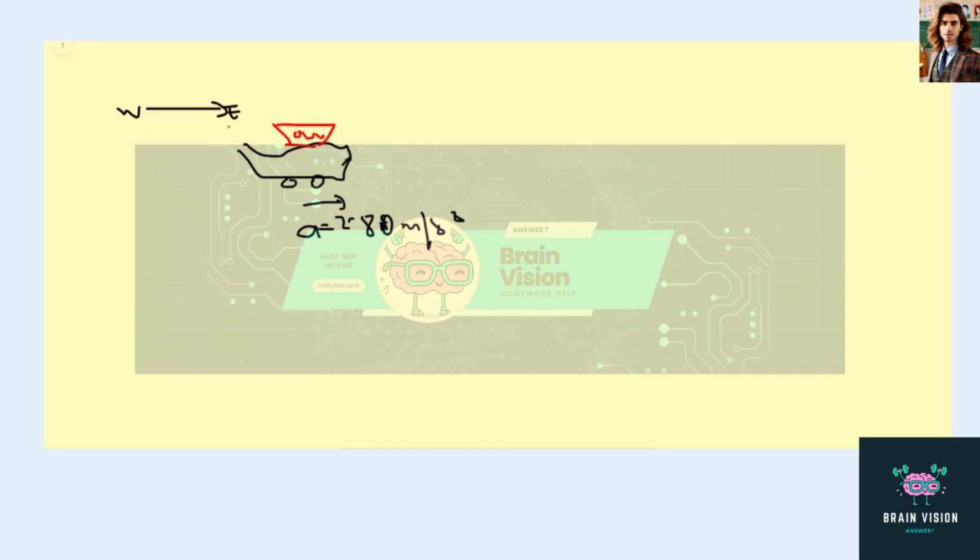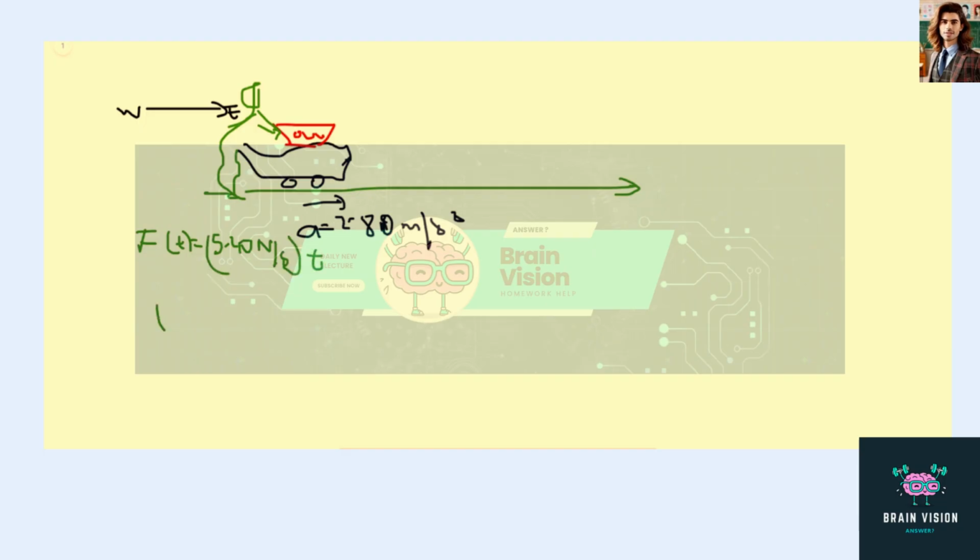We also have someone pushing the crate, pushing it in that direction, on a surface going eastwards, with a force which is a variable force, so it's dependent on the time, and that's why you have the domain as t: 5.40 newtons per second times the time. And we want to find the instantaneous power after 5 seconds.